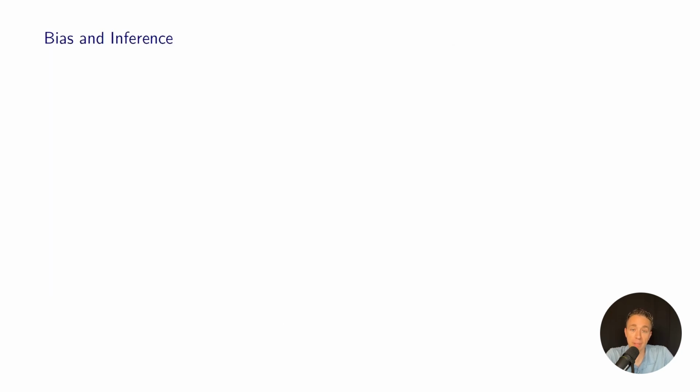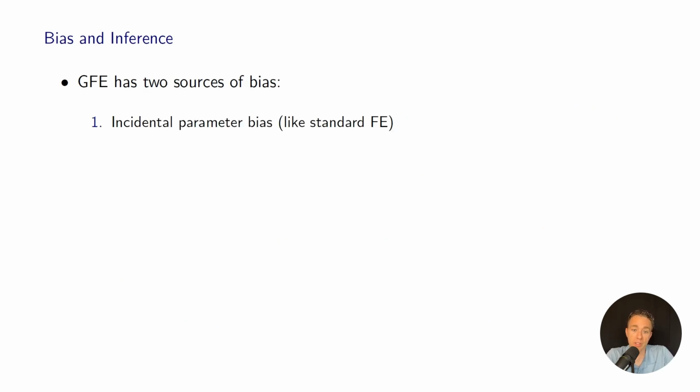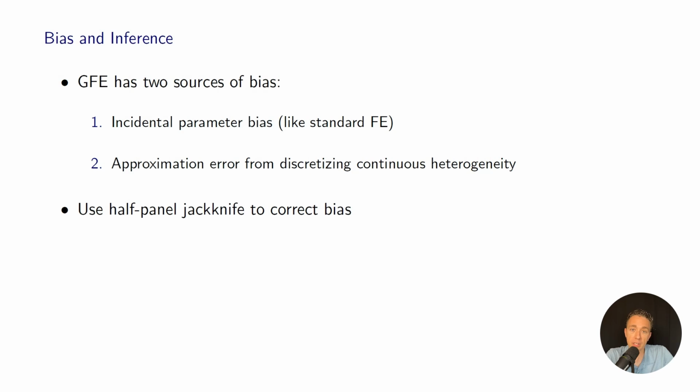Now let's talk a little bit about bias and inference. So there's two sources of bias in this group fixed effects model. One source is the incidental parameters bias that plagues the regular standard fixed effects in nonlinear models. And the second is the approximation error, because we're assuming the true heterogeneity distribution is continuous, but we're discretizing it into discrete groups.